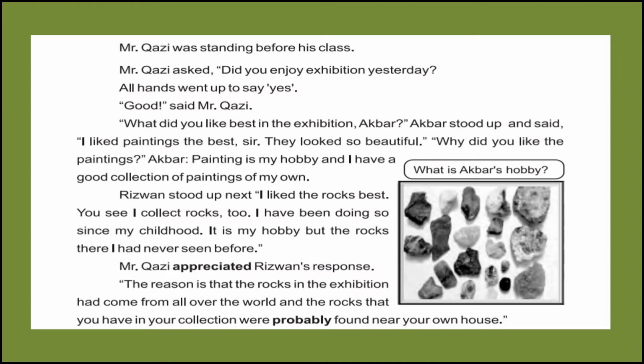I have been doing so, मैं ऐसा कर रहा हूँ. Since my childhood, बचपन से, और मैं बचपन से ऐसा करता आ रहा हूँ. It is my hobby, ये मेरा मशगला है. But the rocks there, लेकिन चट्टानें वहाँ पर. I had never seen before, मैंने उससे पहले कभी नहीं देखी थी. The sentence will be: ये मेरा मशगला है लेकिन जो चट्टानें वहाँ पर थीं मैंने उससे पहले कभी नहीं देखी थी. Mr. Kazi appreciated, मिस्टर काजी ने तारीफ की. Rizwan's response, रिजवान के रद्द अमल की.